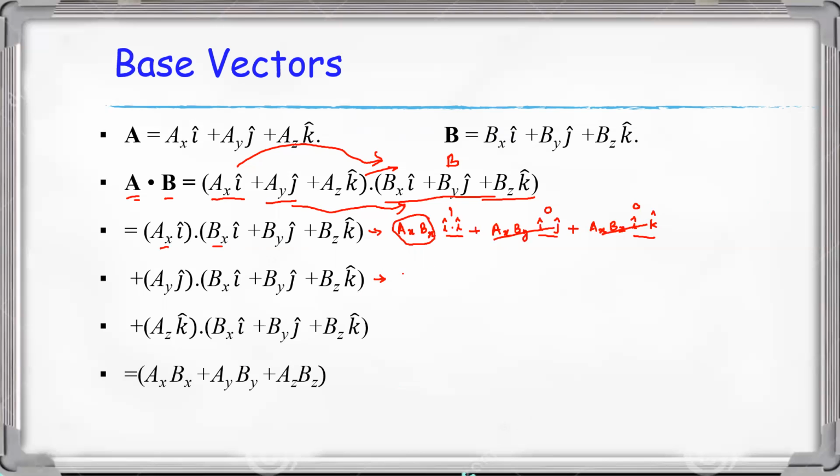And in here, the product Ayj with B. Then we write Ay Bx J dot I plus Ay By J dot J plus Ay Bz J dot K. In a similar manner, here it is 0, here it is 1, and here it is 0. Then this quantity vanishes, only the remaining quantity must be Ay By, and the other also vanishes.